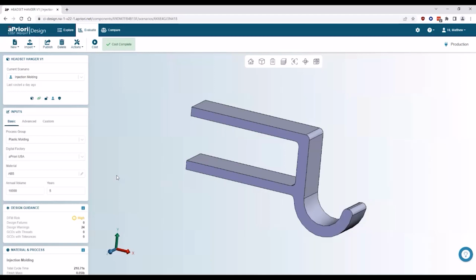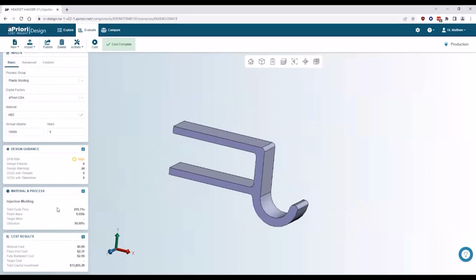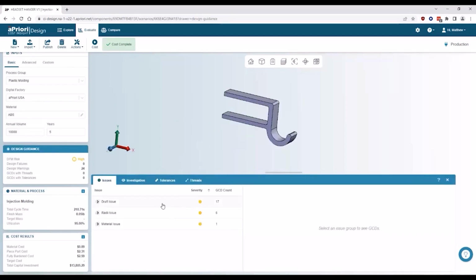Now, we would need to run further analysis to make sure ABS as a material could support the weight requirements for our headset hanger, but let's take a look at the cost results and see if the results here warrant digging in further. So now that I've run this as plastic molding, I get a number of important pieces of information from AP Design. In the design guidance section, I'm now getting design guidance on what I would need to change in my design in order to enable injection molding. So we can go in here into the details and start to look at what AP Design is giving us.